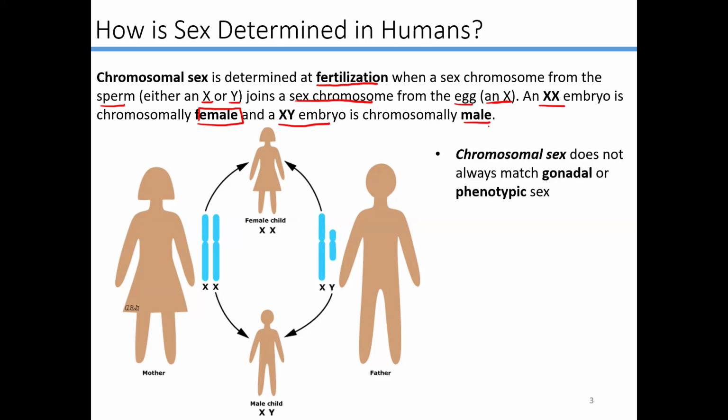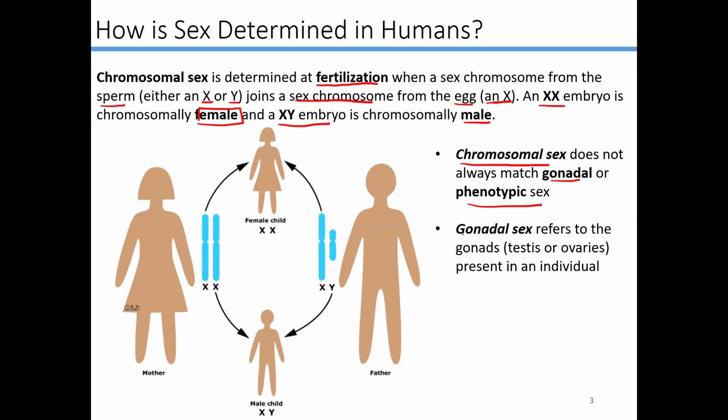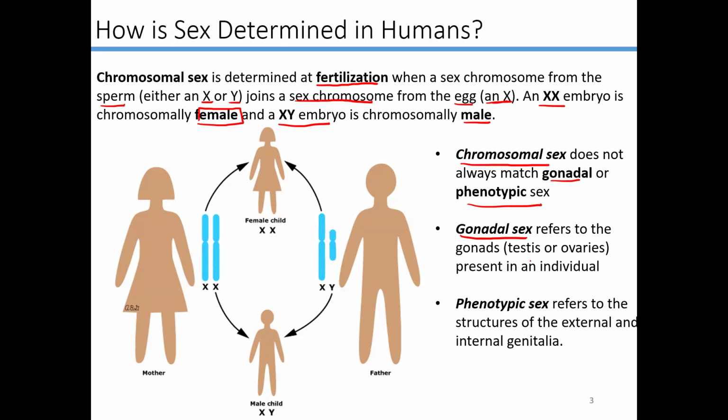A couple of important things to understand: chromosomal sex does not always match up with our gonadal or phenotypic sex. What does that mean? Gonadal sex refers to the gonads, testicles or ovaries, present in an individual. And phenotypic sex refers to the structures of the external and internal genitalia.